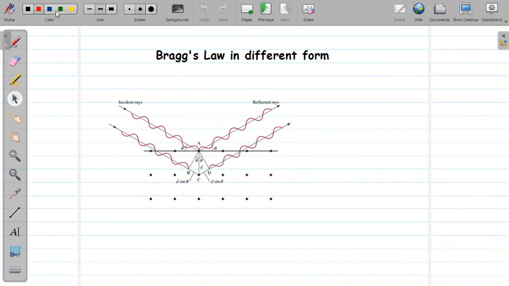We have in our first class derived Bragg's law, which is given by 2d sine theta equal to n lambda. What are the different parameters here? d is the interplanar spacing, lambda is the wavelength of the incident ray, and theta is the glancing angle. Theta is the angle between the incident ray and the plane of the crystal. So these are the parameters here.